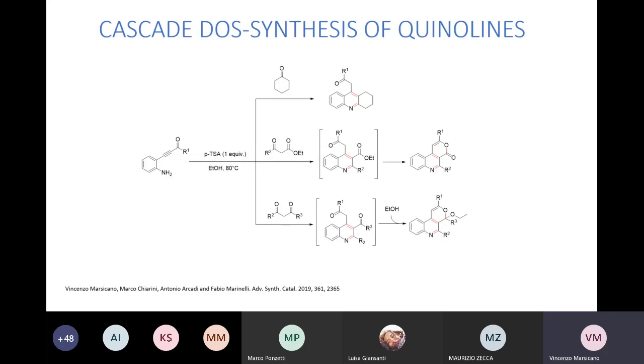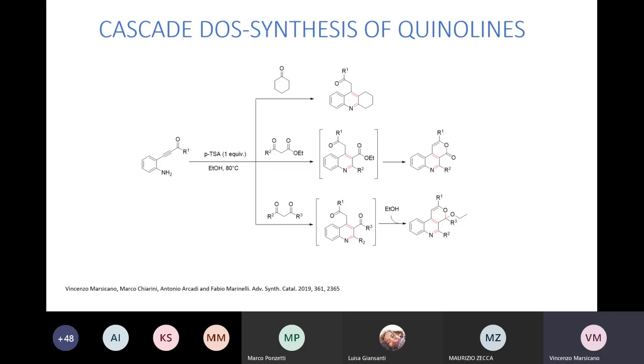What we interestingly noted is that by keeping the reaction conditions unaltered, so the same, but changing the other reactant, the carbonyl compound, we were able to obtain different structures by creating an increasing amount of bonds. As you can see, using cyclic ketones, we were able to create 2 new bonds. The new bonds are highlighted in red. Using beta ketoesters, we were able to generate 3 new bonds. And at the end, when using ketones, we were able to obtain 4 new bonds. So these strategies are very useful as multi-bond forming reactions.